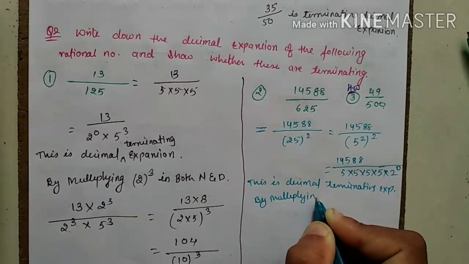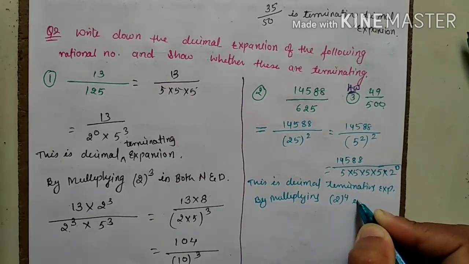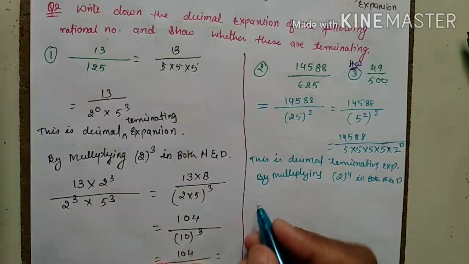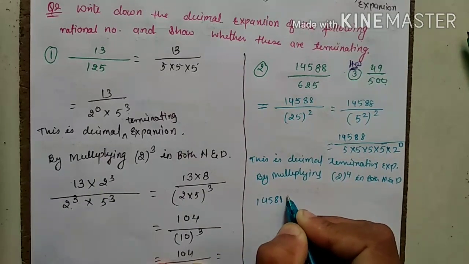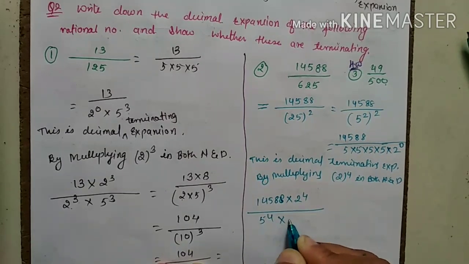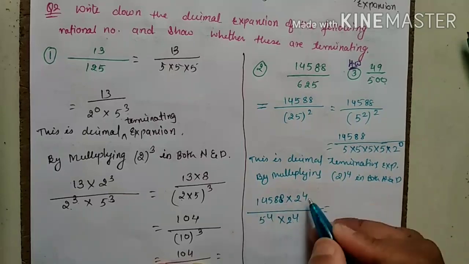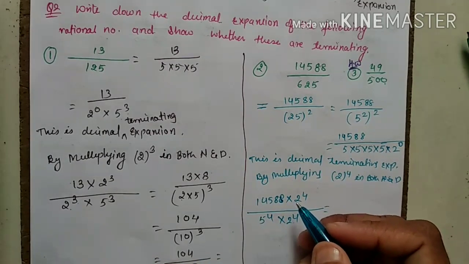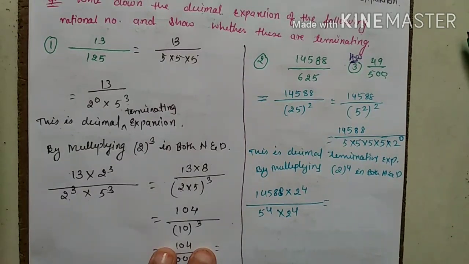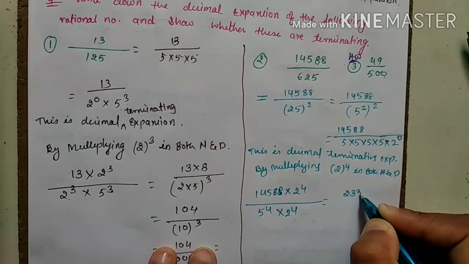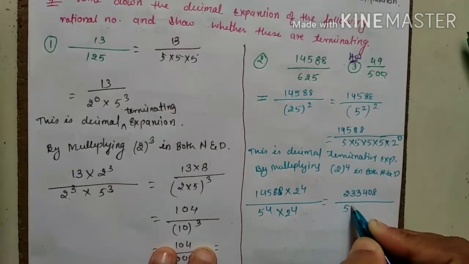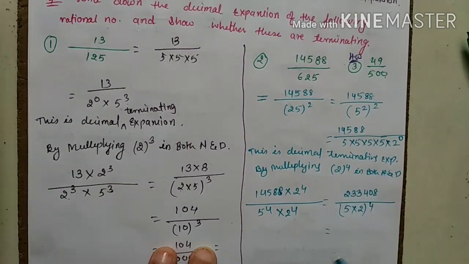So what I am writing: by multiplying 2's power 4 in both numerator and denominator. Just see, 14588 into 2's power 4, and below also 5's power 4 into 2's power 4. Solve it. You just do the multiplication. I am writing the answer directly because I have a calculator with me, so just do it by yourself. I am writing the answer: 233,408 upon 5's power 4 and 2's power 4. Again the power is same, base will be multiplied. So what will you write?